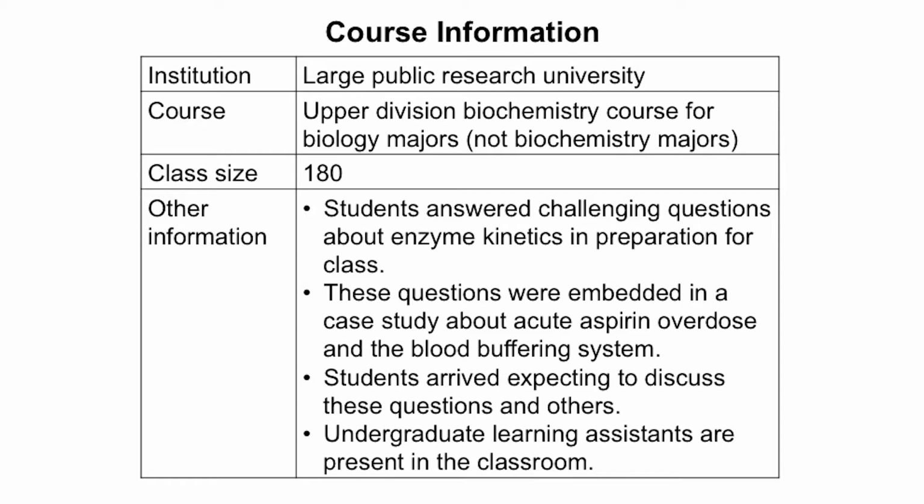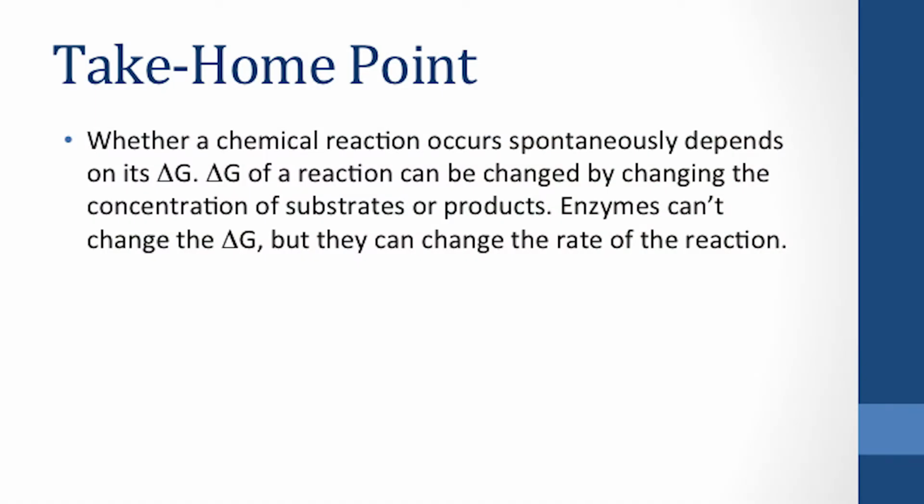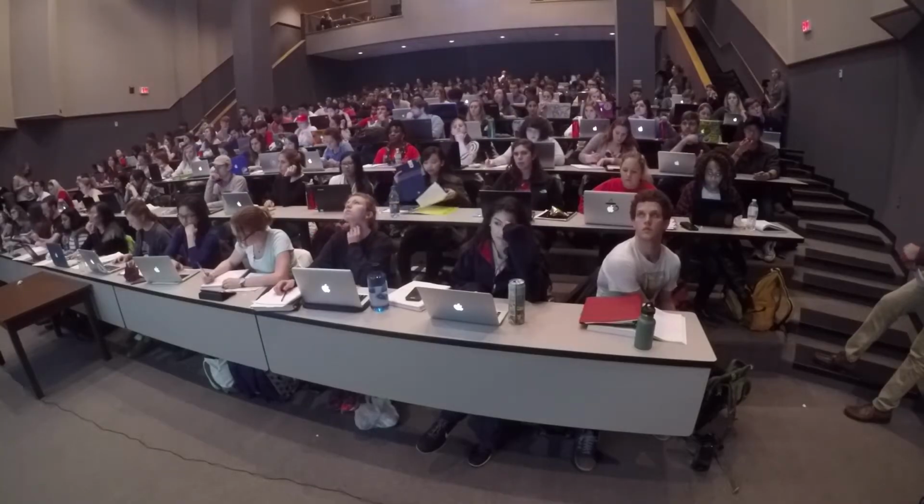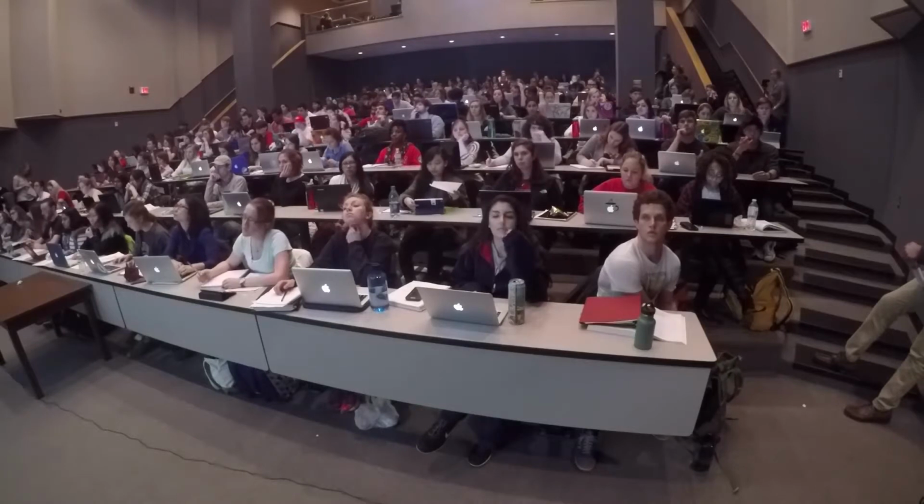We need to wrap up carbonic anhydrase, and there are still some questions that linger with that case, so we'll review those. Remember, what we're looking at with this case is this take-home point. Whether a chemical reaction occurs spontaneously depends on its delta G. Delta G of a reaction can be changed by changing the concentration of substrates or products. That's really what we're going to be thinking about when we get into these questions 9 and 15.